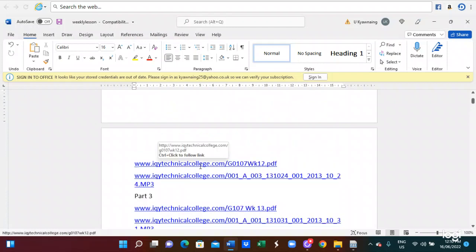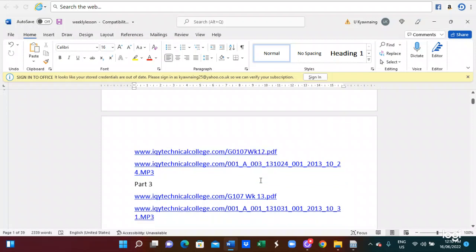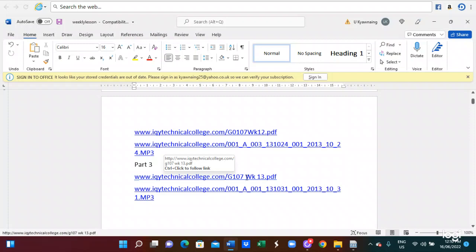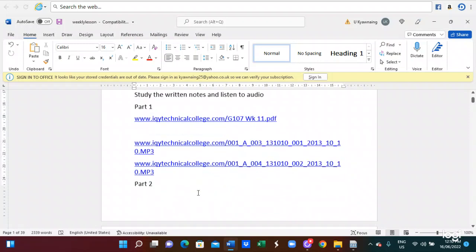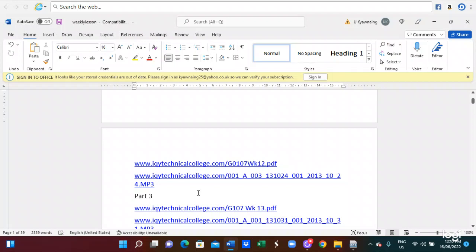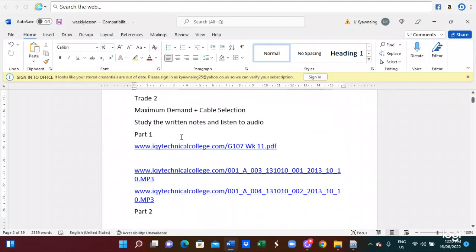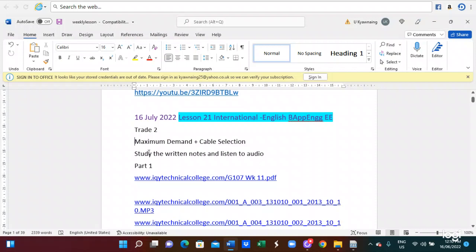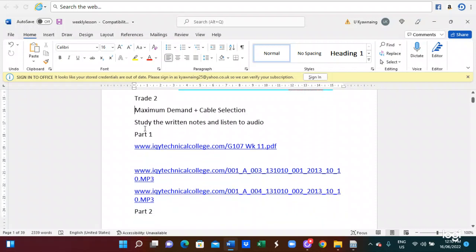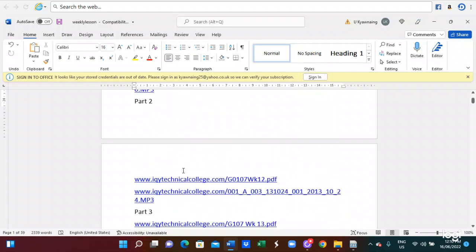Similarly, this is the part 2 lesson link. You can click and read, and also listen to the audio lesson. Also for part 3, you have to click and listen to it. So this is for all the notes and the audio lessons. Today's audio lessons you can find on my page: 16 July 2022, lesson 21, International English, lesson 22. These are the notes and then the audio lessons on maximum demand and cable selection.